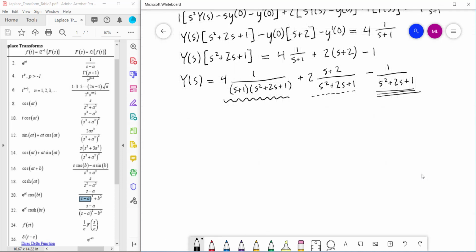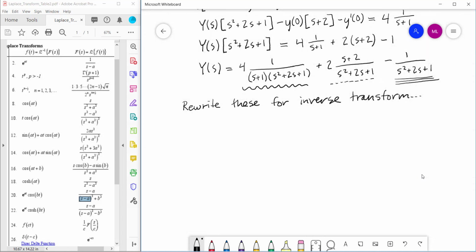So I'm going to start with the squiggly one. Let's rewrite these for our inverse transform. Okay, so let's just start with the squiggly one. Our squiggly one looks like 4 times 1 over s plus 1 times s squared plus 2s plus 1.